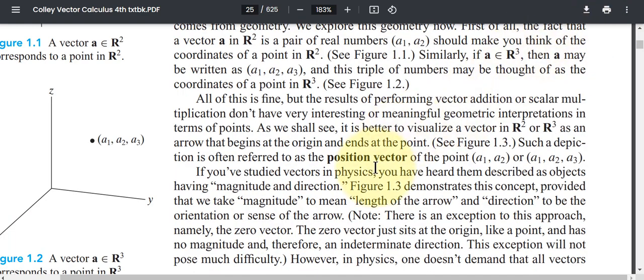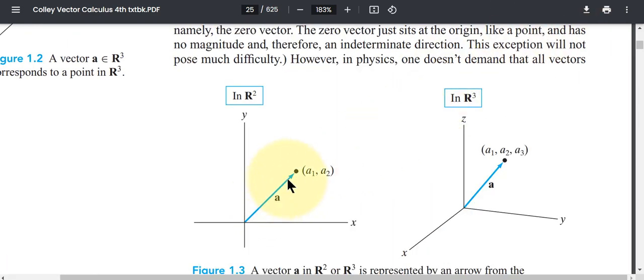But she says just thinking about them as points is not very interesting. So instead, we're going to think of them as arrows. We could just think of them as points, and sometimes we do, but we can also think of them as arrows. So here's a vector in R2.